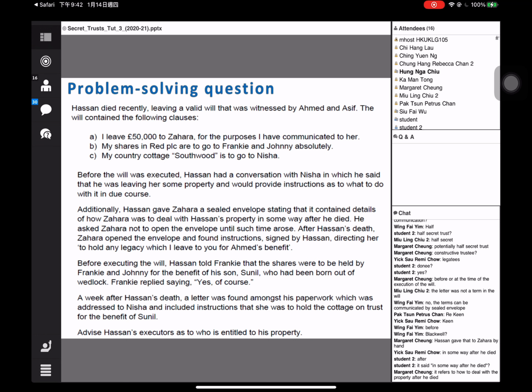Then the next point is acceptance. Again, acceptance, of course, by Zahara must take place before or at the time of the execution of the will. Has she expressly accepted?